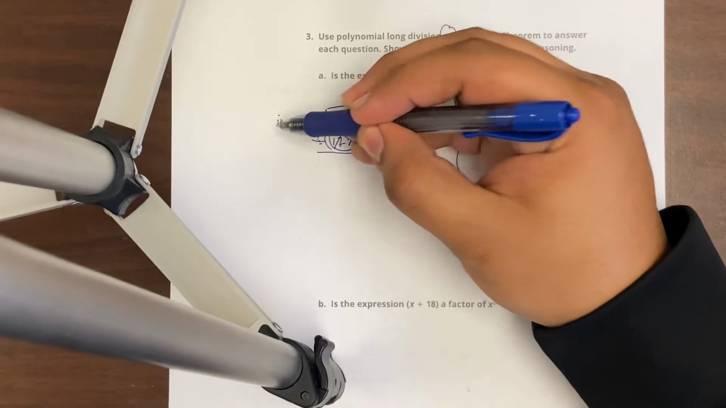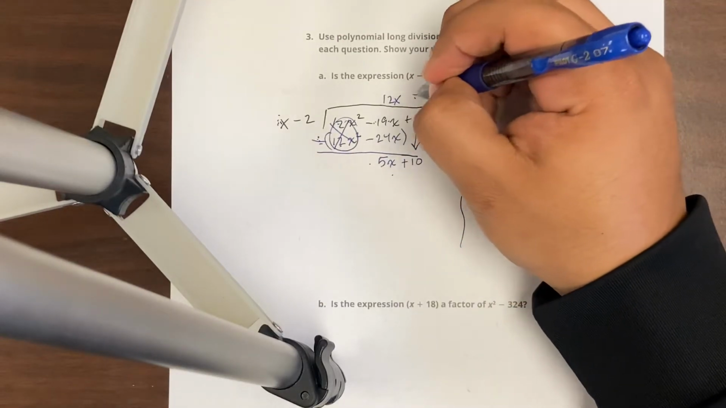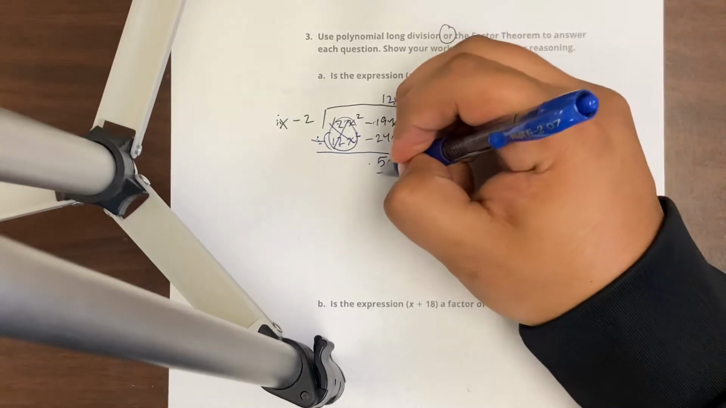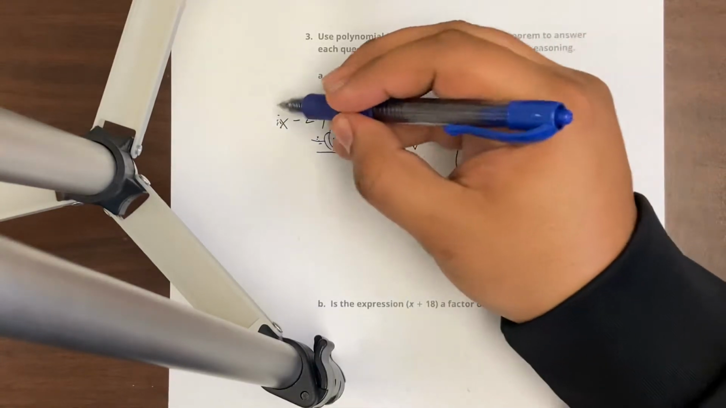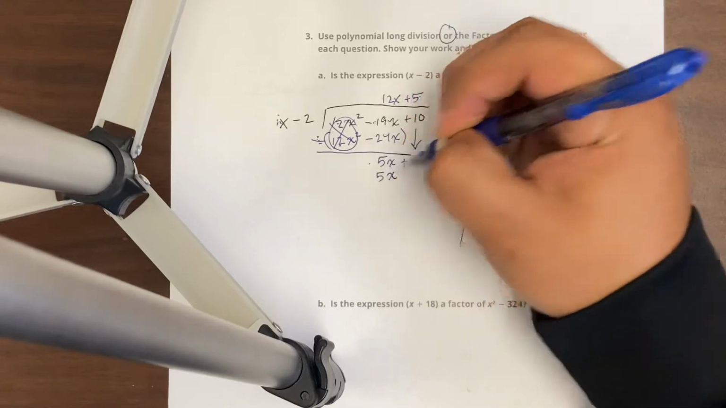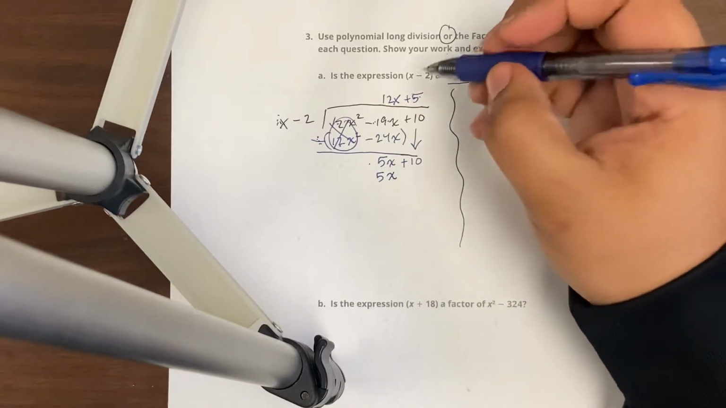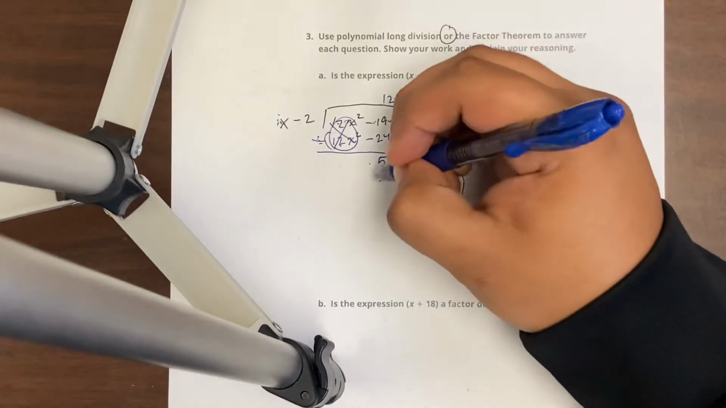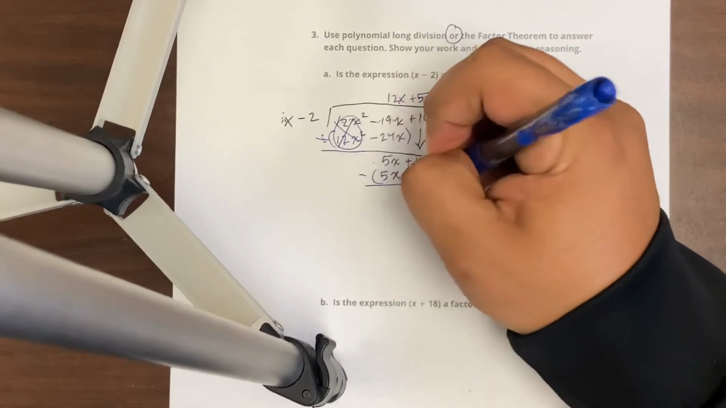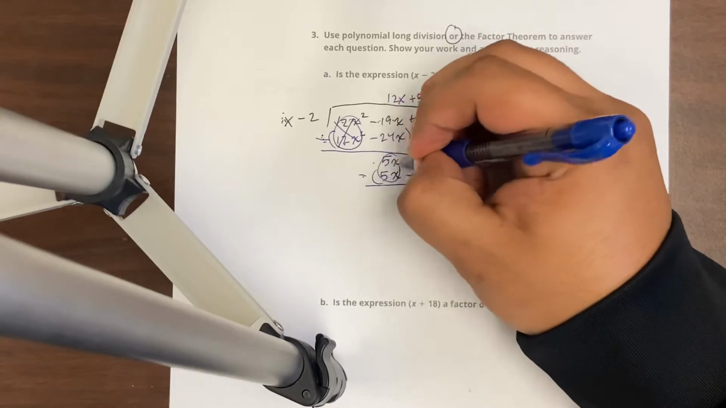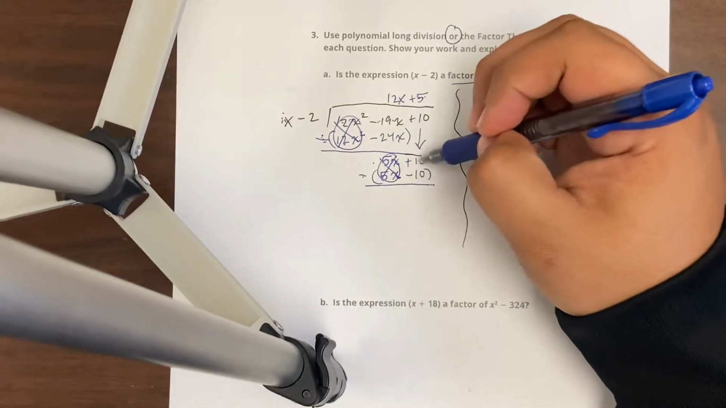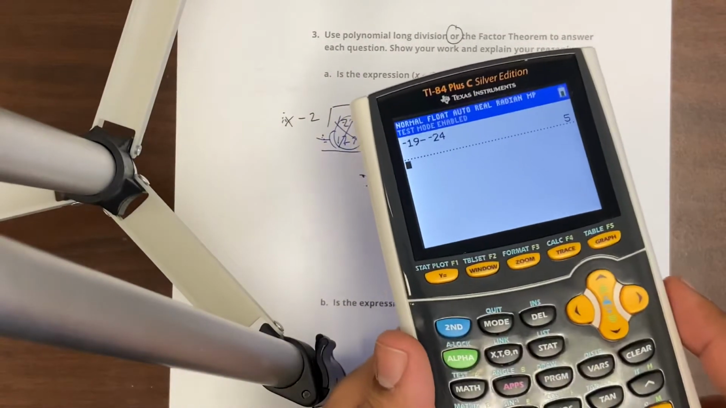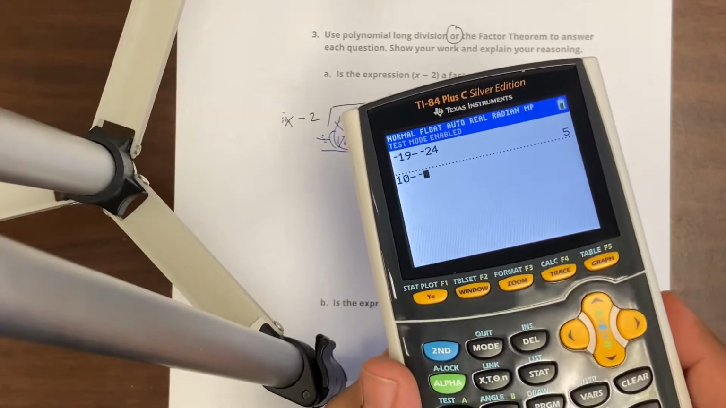Something times 1 gives me 5. 5 times 1 gives me 5. I don't need the x because this has an x, so don't forget the x. And then 5 times negative 2 gives me negative 10. Gotta subtract this. 5 minus 5, that's my 0. Be careful. 10 minus negative 10. Show you real quick. 10 minus negative 10.